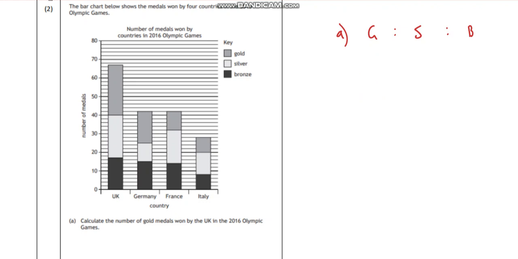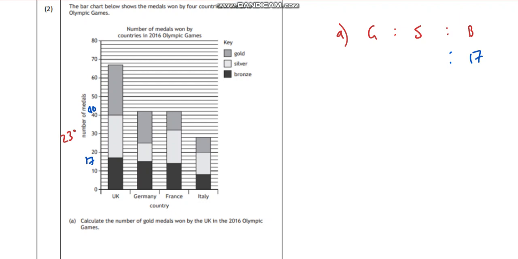So let's read off our scale for this one. Each of these is 2, because we're going up by 10, and there's 5, so every one is 2. So that looks like 17 for the bronze. I'm just going to write that number in there because this makes it hard to read off. That's 17. That number up there is 40. So the difference is 23.